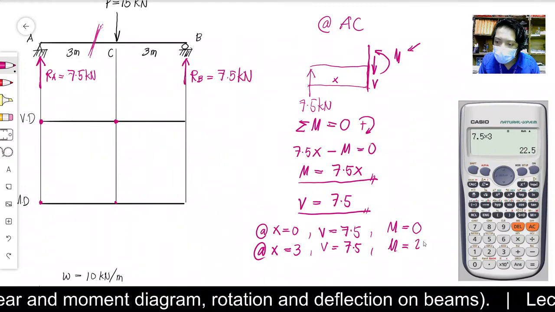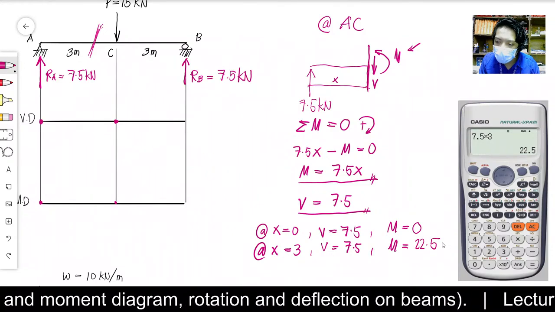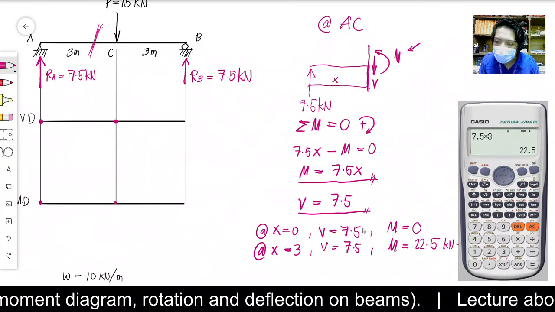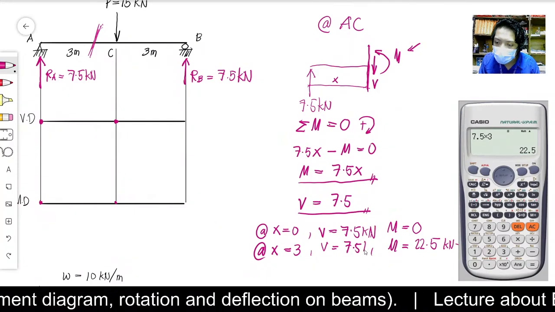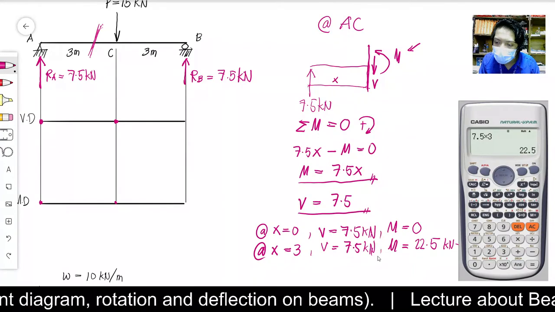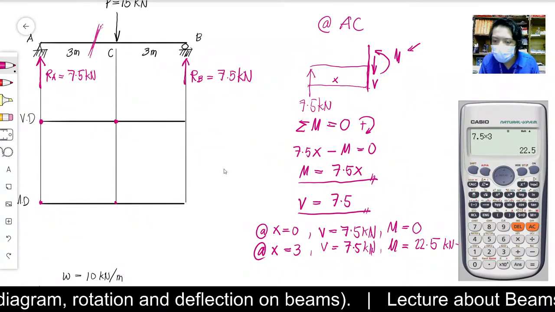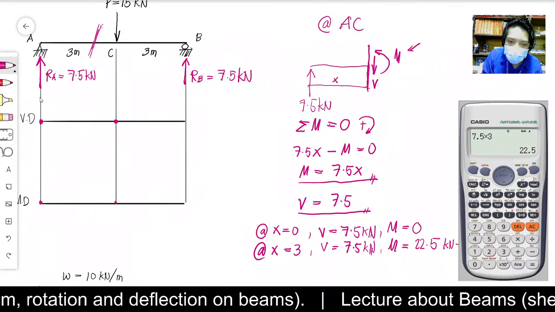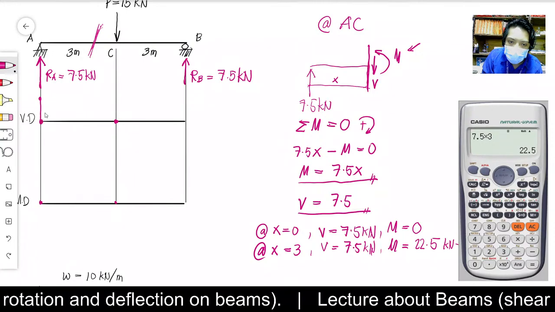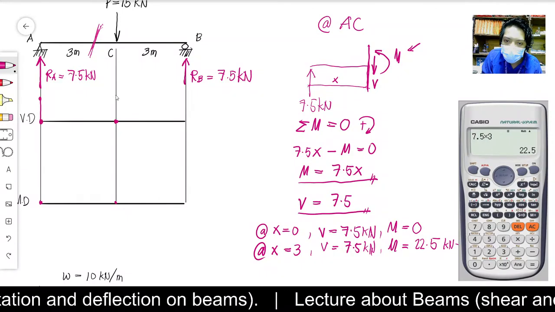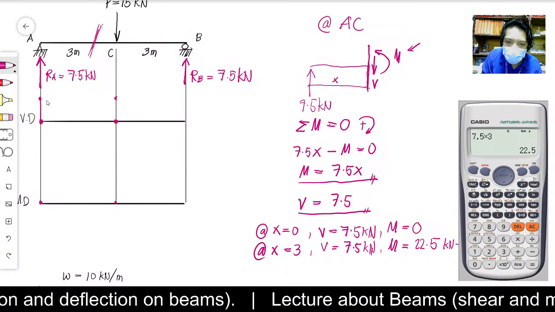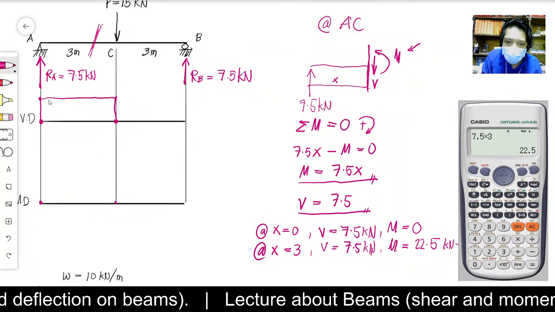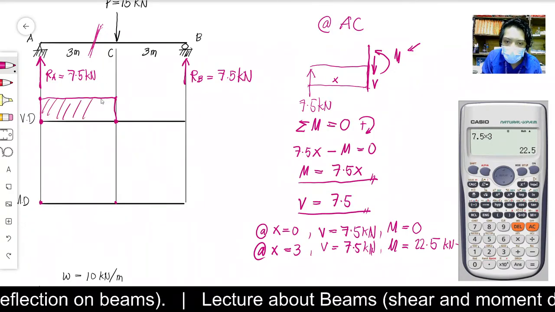This is 22.5, of course in kilonewton meter. This is in kilonewton. Don't forget that. So when you construct the shear diagram, when x is 0, the shear is 7.5 somewhere here. Then when x is equal to 3, it is still 7.5. So at segment AC, this is your shear diagram.